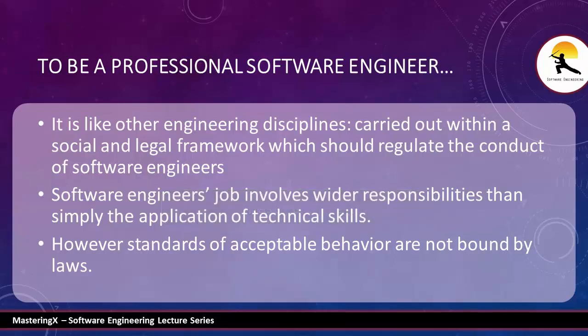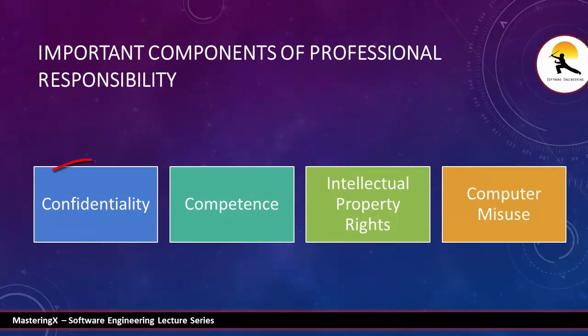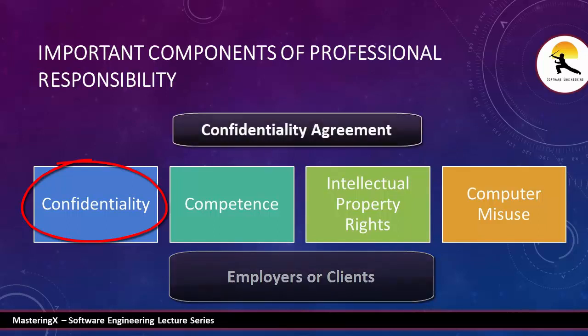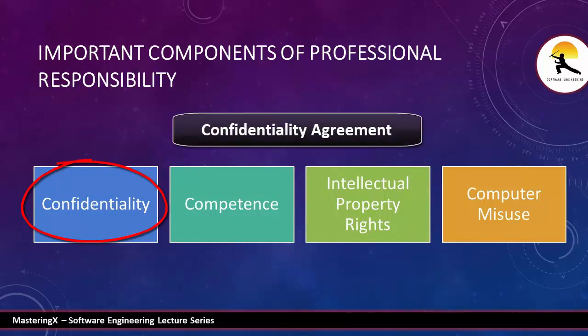However, there are areas where standards of acceptable behavior are not bound by the laws, but by the thought of professional responsibility that comes with the principles of the individual. And some of these are confidentiality, competence, intellectual property rights, and computer misuse. Let's take the first one, confidentiality. You should normally respect the confidentiality of your employers or clients regardless of whether or not a formal confidentiality agreement has been signed. The second one, competence.